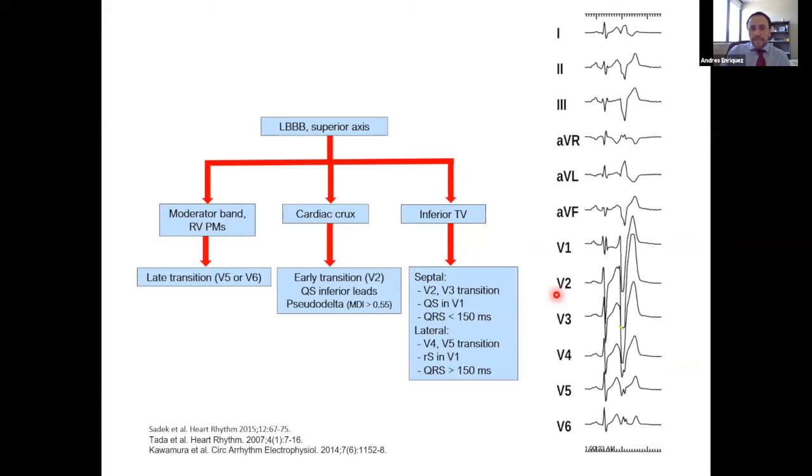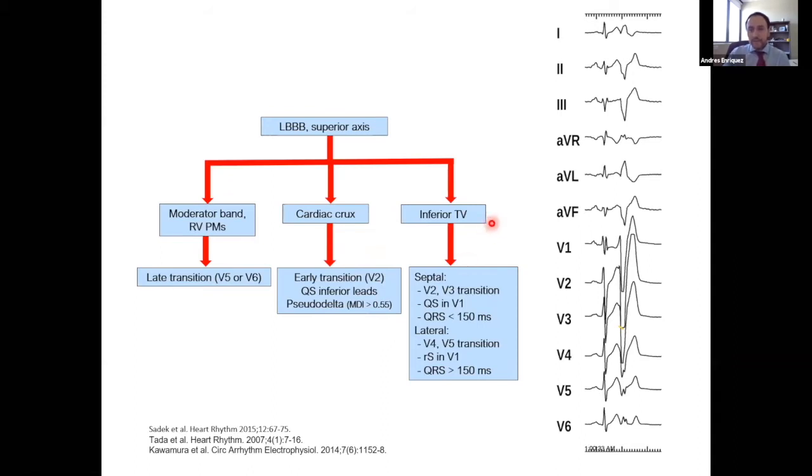PVCs from the moderator band or right ventricular papillary muscle usually have a late transition, always later than sinus rhythm, and usually at V5 or V6. In our case, we have transition at V6. PVCs from the cardiac crux are very characteristic. They have early transition, usually at V2. They have a QS pattern in inferior leads and also a pseudo delta wave suggesting their epicardial origin.